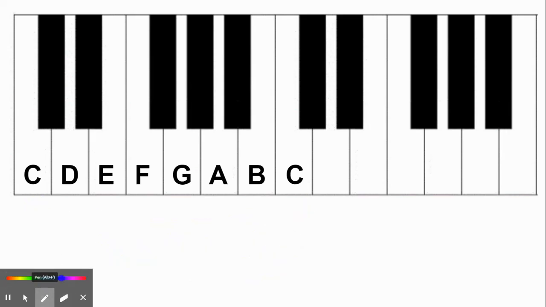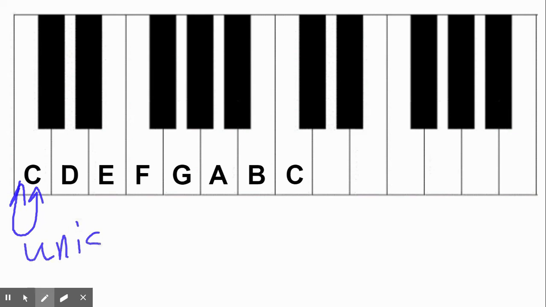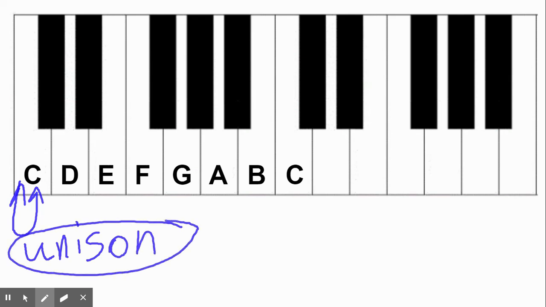The other exception is a 1. If I go from C and my next note is a C, I haven't gone anywhere, but we don't call that a first. We call that a unison. This word is extremely important. We're going to be using this word a lot in the future. Remember the word unison. A to A is a unison. B to B is a unison. So remember that word.